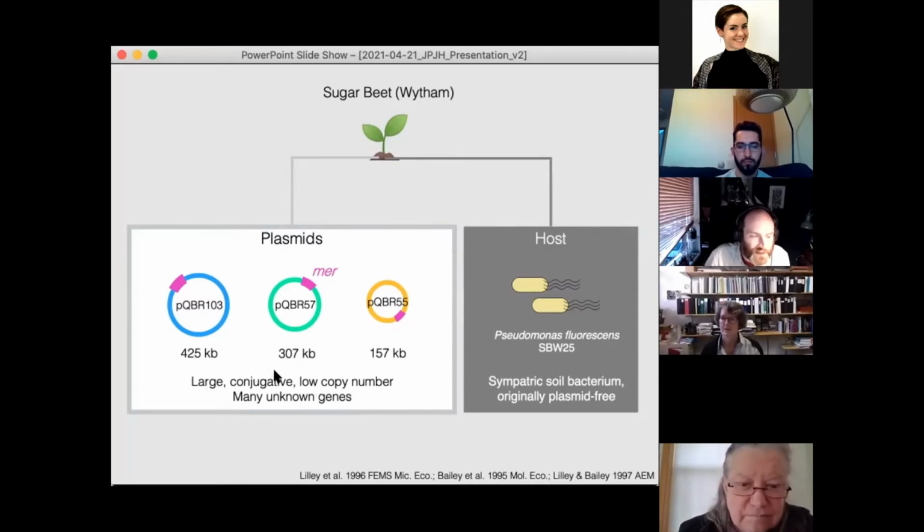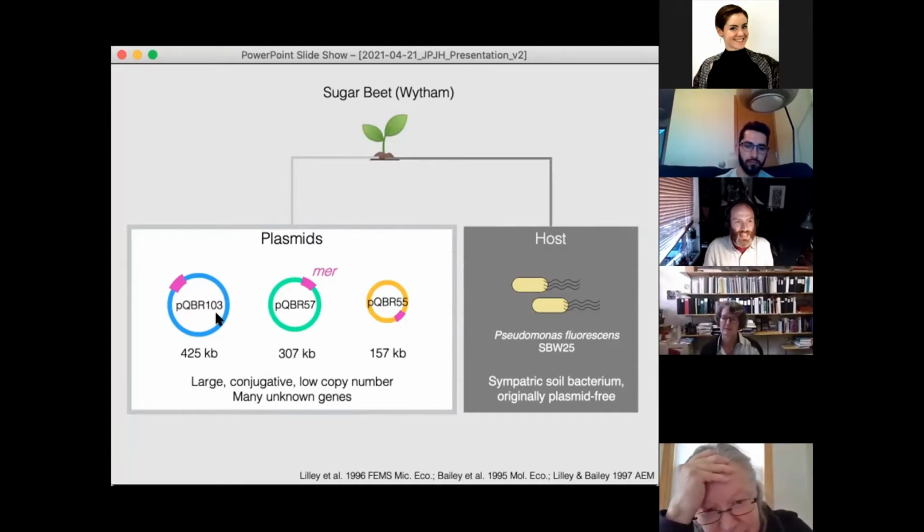And I just want to emphasize the size of these plasmids. So these are all what we call megaplasmids, and that they are hundreds of kb in size. So they're relatively large for plasmids. And that means that they carry lots of genes. Interestingly, we don't know what many of those genes do. But one thing we do know about them is that these plasmids all encode mercury resistance.